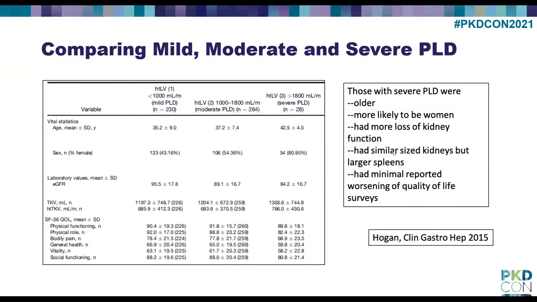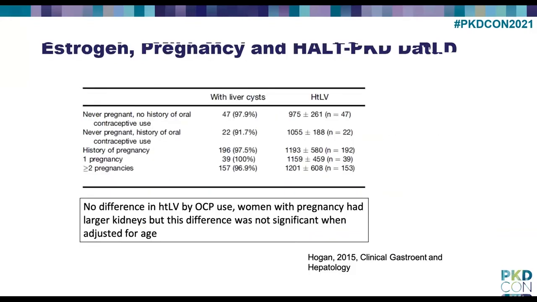And the different groups had similarly sized kidneys, but the ones with the severe liver disease had larger spleens. And the good news here was that they reported minimally worsening quality of life.